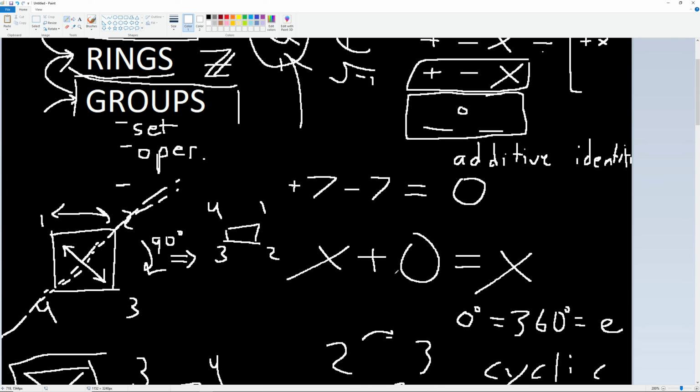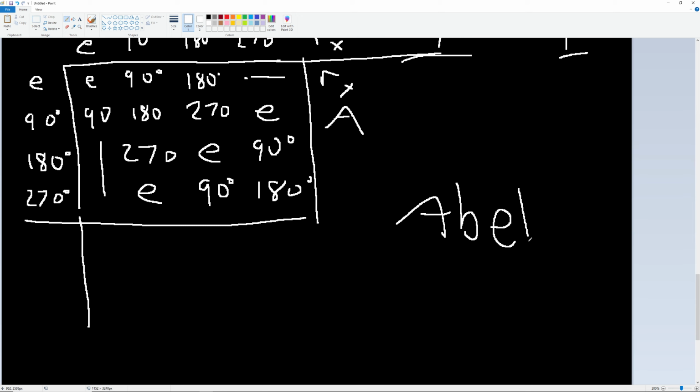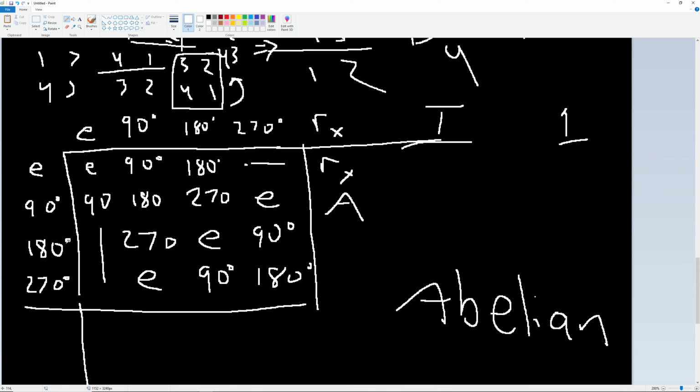Anyway, we showed this cyclical group, which is symmetric. It's commutative. We have this fancy name for that. We call it abelian. It's named after a mathematician named Abel, I think. Anyway, abelian is just fancy language to say it's commutative. So it doesn't matter about the order here, the way that we've done this, right?